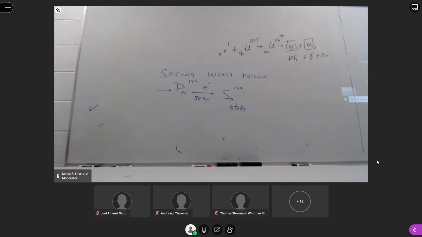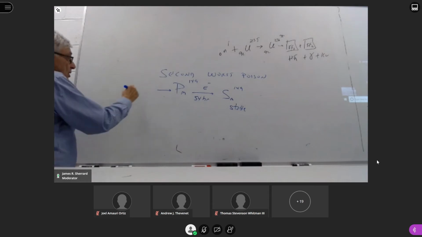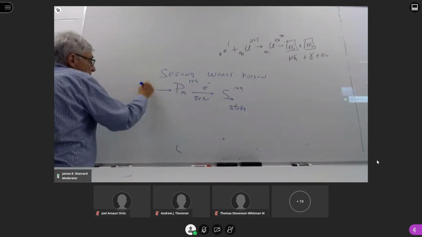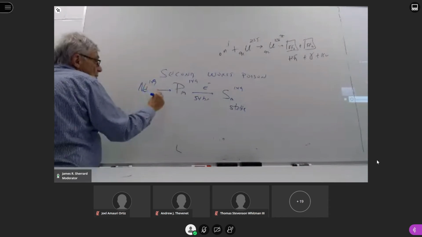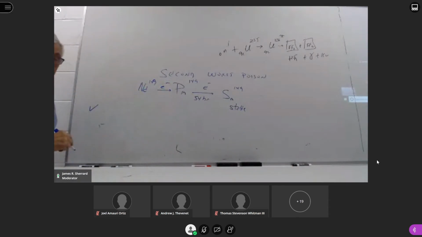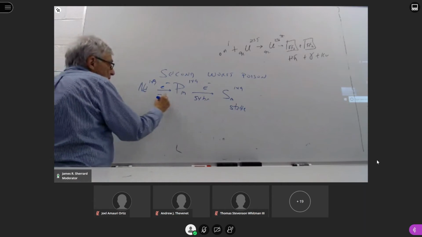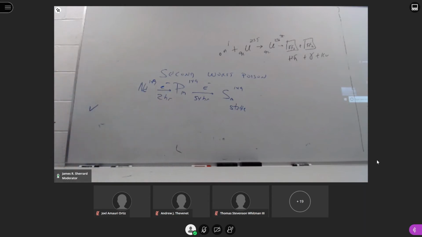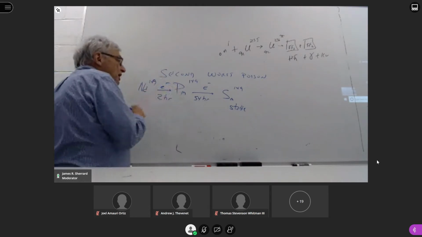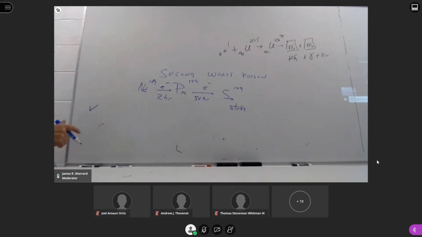There is another radioactive mother, if you would, higher up, which is neodymium-149, which also goes by beta emission, and its half-life is 2 hours. There is a little bit of this neodymium out there, but not very much. So the primary thing is promethium.